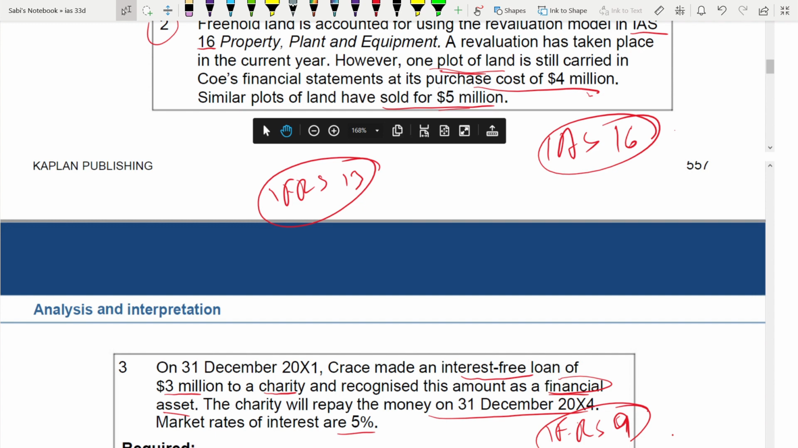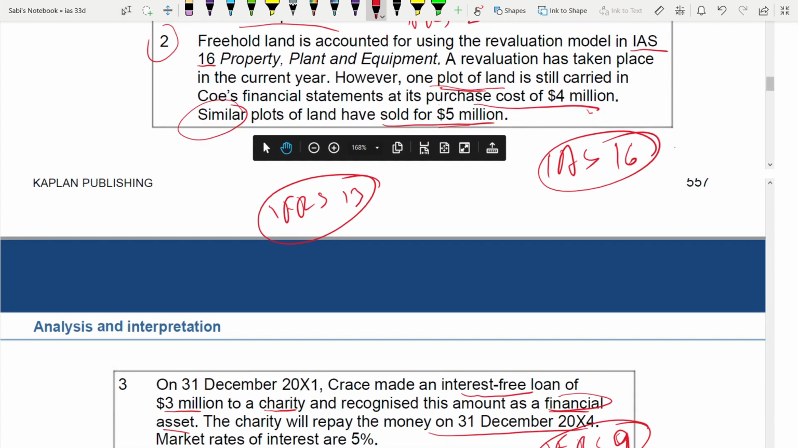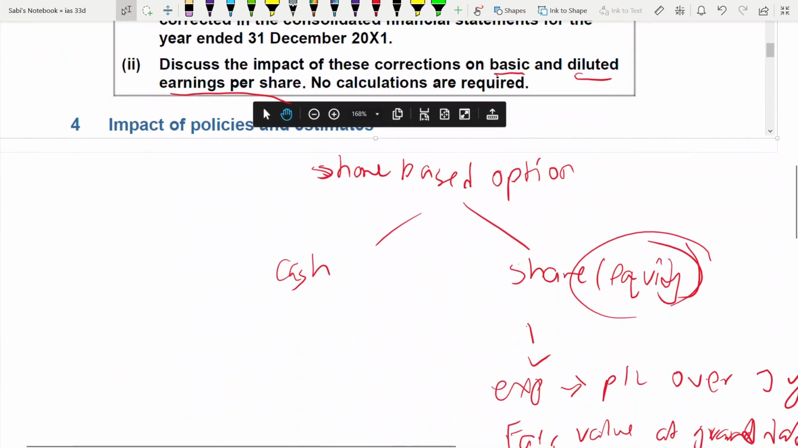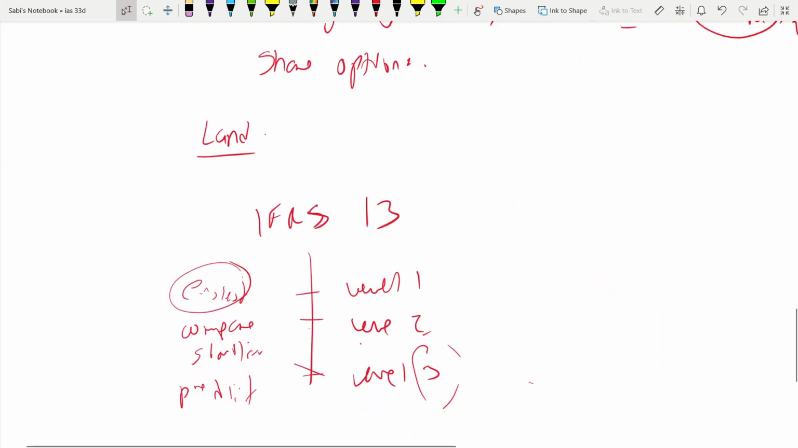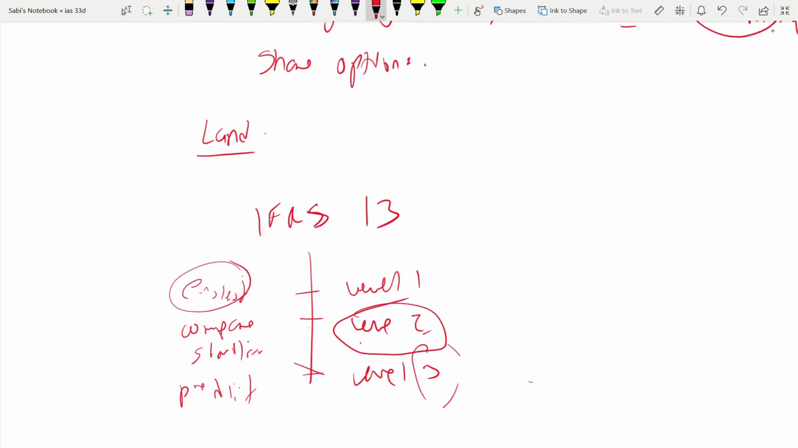It looks like it is level 1. Why? The word similar. They didn't say exactly the same price or exactly the same land. They told similar plots of land. So it looks like it's at level 2. Okay, it's a level 2. It is at level 2.